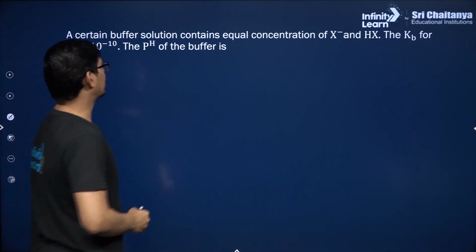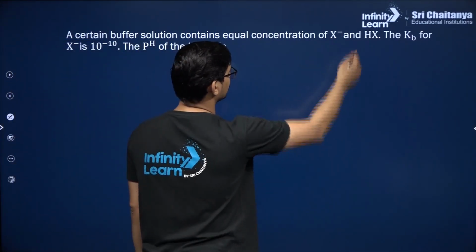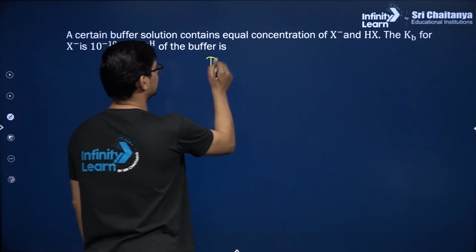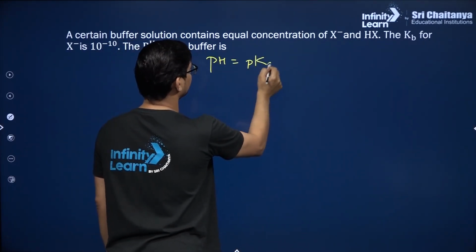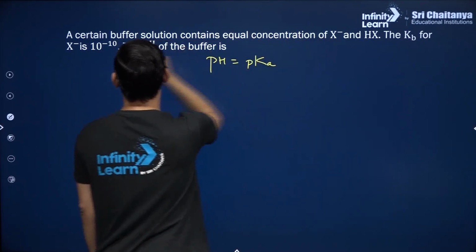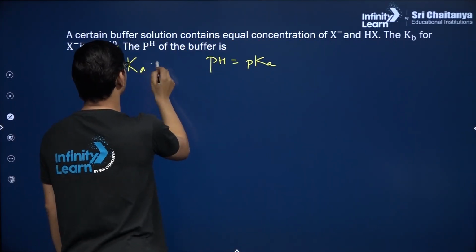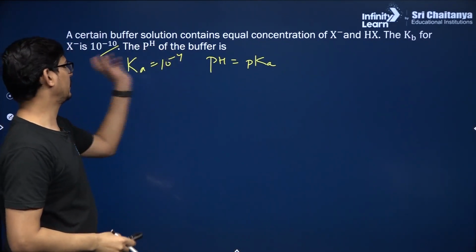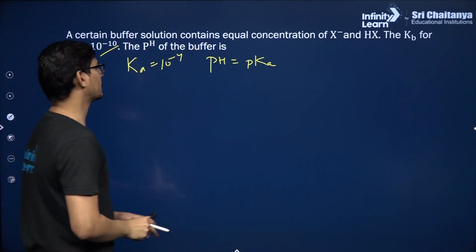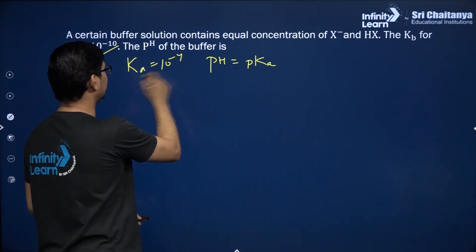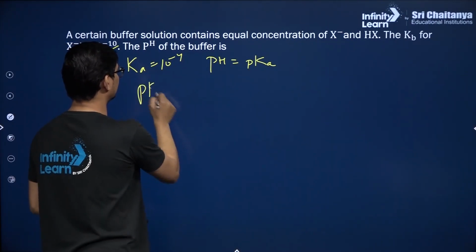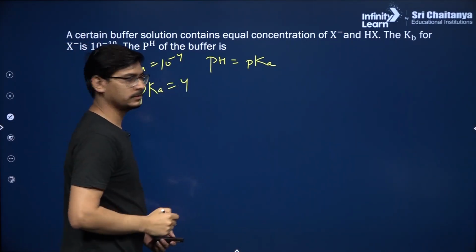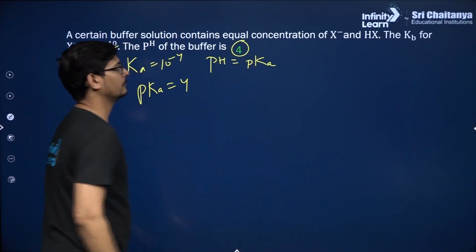A certain buffer contains equal concentration of the acid and conjugate base. So in such case, guys, pH will be pKa, right? Now because Kb is 10 raised to the power minus 10, so Ka will be 10 raised to the power minus 4 because for a conjugate acid base pair, Ka into Kb is 10 raised to the minus 14. So because Kb is 10 to the minus 10, Ka is 10 to the minus 4, pKa will be 4, right? And hence pH will be 4.